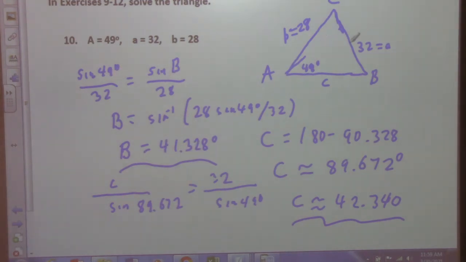Using law of sines, you have your known ratio: 30 opposite your sine of 49 degrees. Then you solve for B, take the inverse sine, and then you can find the angle C, which is 89.672 degrees right here. And so here you can find out what side C is using law of sines again, and get little c equals 42.34. Okay, so that's that one worked out. So let's go on to 11.